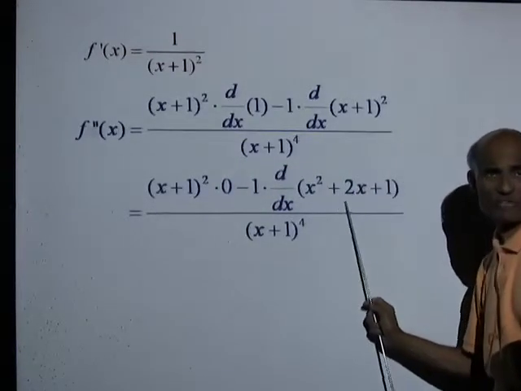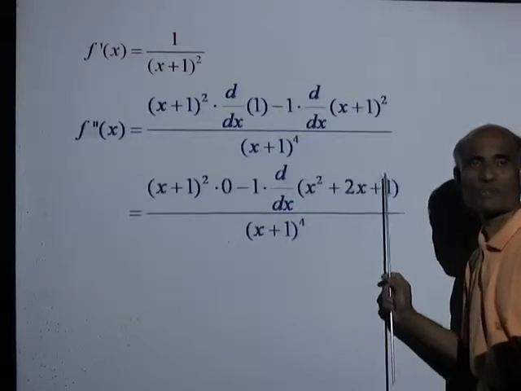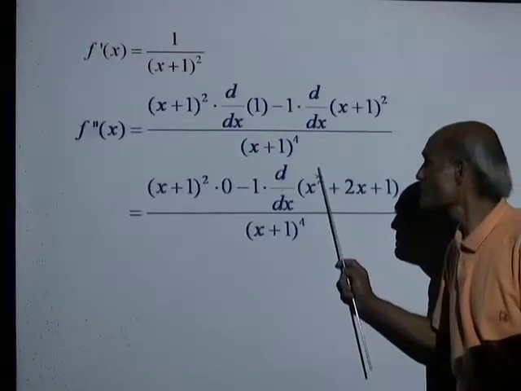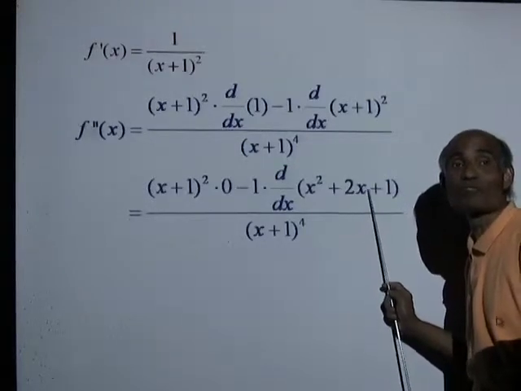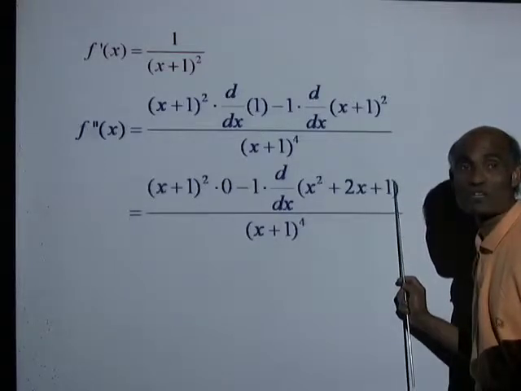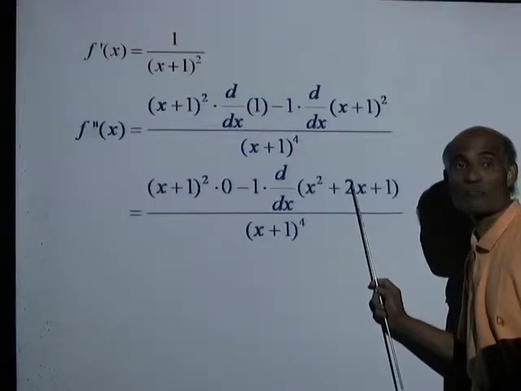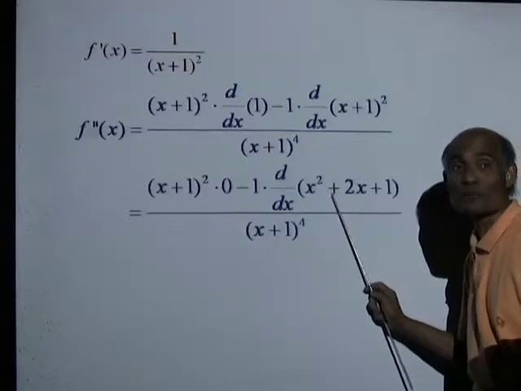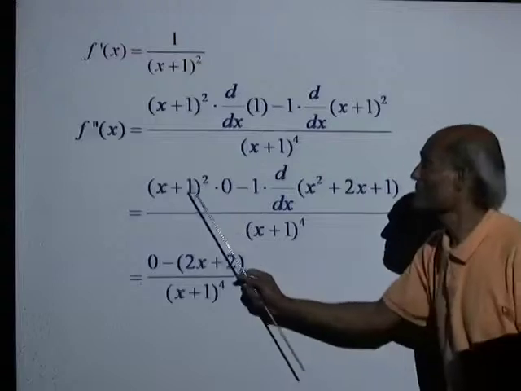Alright, look at this, tell me what is the derivative of this quantity? X squared plus 2x plus 1. Find the derivative of each. The derivative of x squared is 2x. The derivative of 2x is 2. The derivative of 1 is 0. So the derivative of x squared plus 2x plus 1 will be, alright, 2x plus 2. That negative sign. So that will be 0.